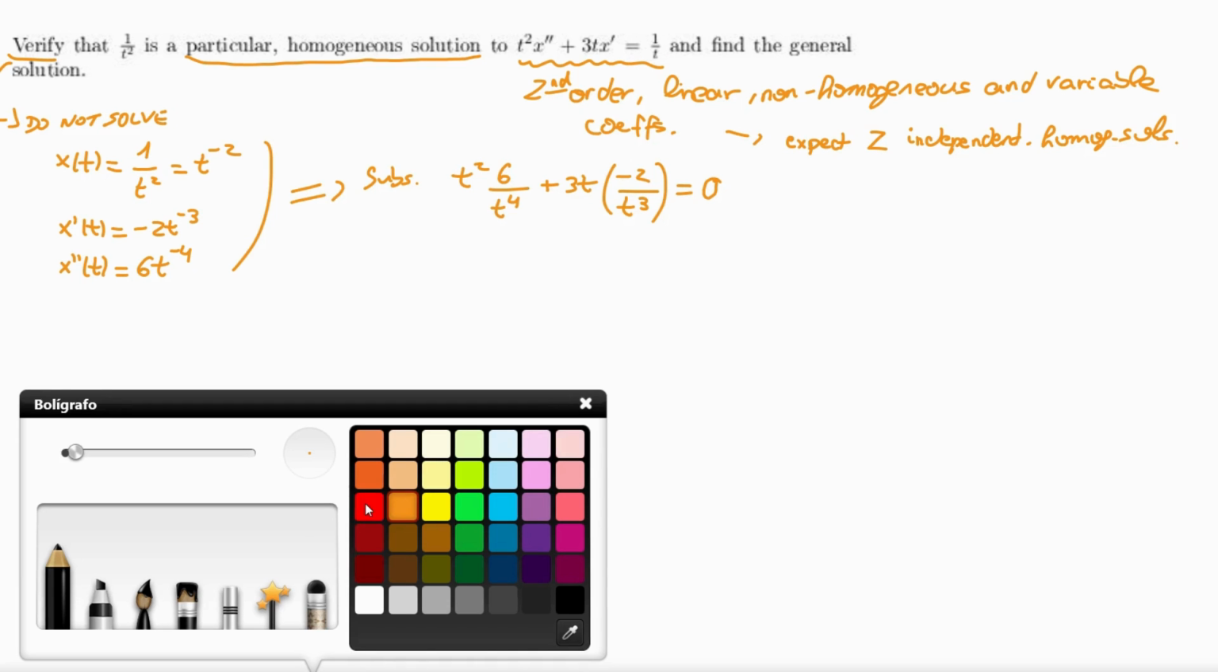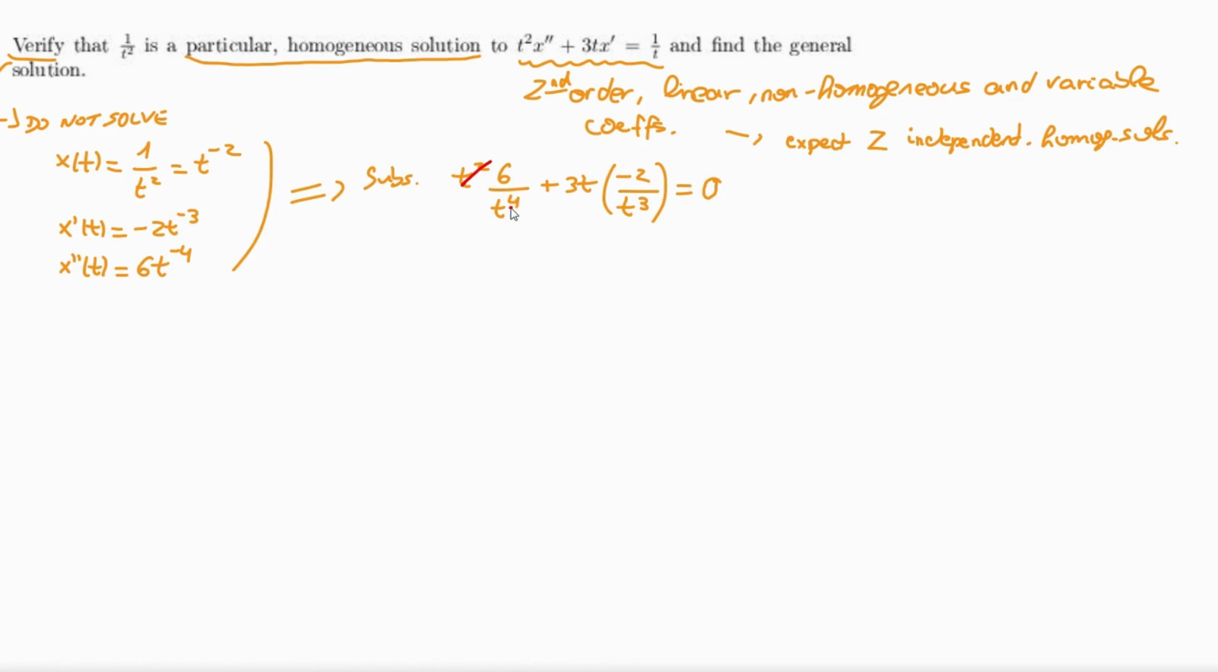Well, if we simplify, t squared over t to the power of 4, t cubed over t ends up being t squared, so at the end of the day it's just 6 over t squared minus 6 over t squared equals 0, and therefore verified. Okay, verified. Now that was easy.